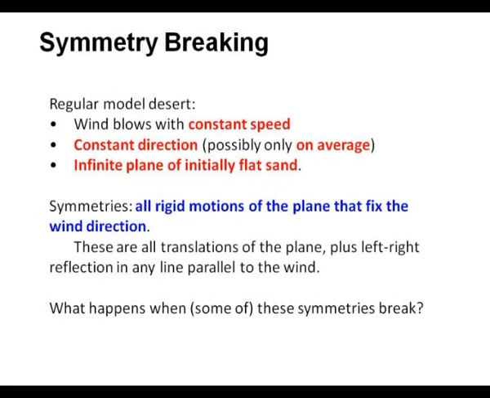So we can model this mathematically by saying, well, we'll take a model desert with flat sand, wind blows at constant speed, fixed direction, and the desert is infinite. The symmetries are all rigid motions, but we've got a wind. So it's rigid motions that preserve that wind direction. So I can slide the desert but not rotate it. I can reflect it, but only in a mirror that points the same way as the wind. And then I can look at the group of symmetries and say, if symmetries break, then that means some of the symmetries no longer apply to the state of the desert, but some smaller set of them may.